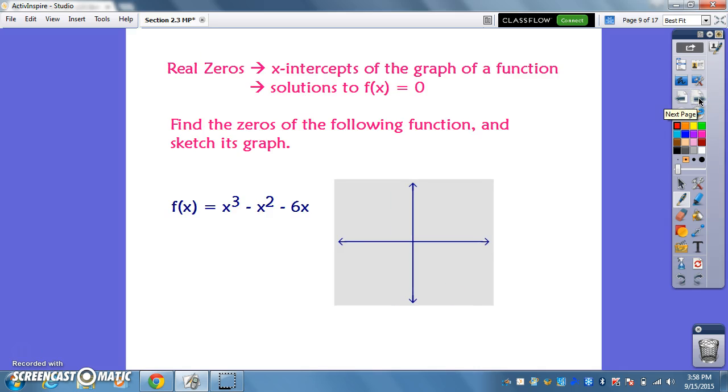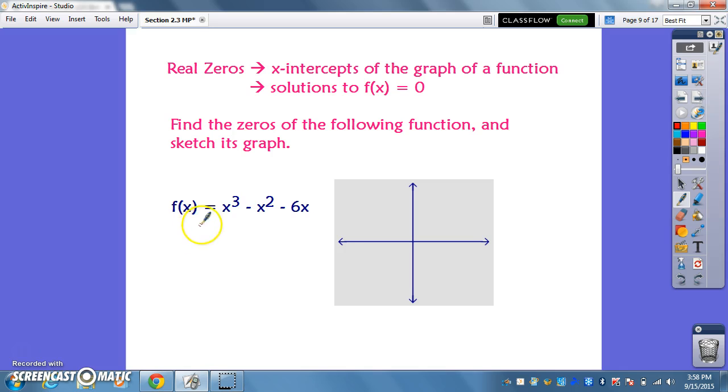Alright, real zeros are the x-intercepts of the graph of a function. In other words, solutions to f of x equals 0. So if we set the function equal to 0 and solve, that's how we can find real zeros, and those are the ones that you can see when you graph it. This says find the zeros of the following function and sketch its graph. So we're adding to the tools that we already have with the arrows on the ends, with knowing where it crosses the y-axis. Now we're going to make sure that it crosses at the correct places on the x-axis.